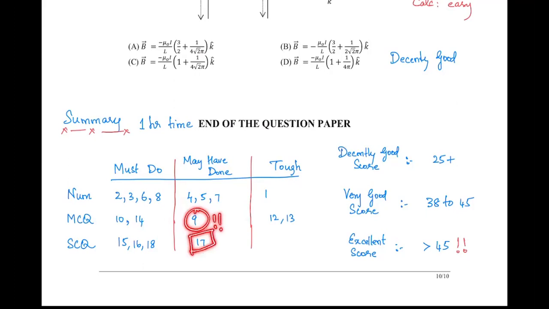You spend some time on the 17th one, you get it right. That is the errors and measurement based question. So overall, in this particular paper, a decent score would be 25 plus. Very good score would be in this range. Somebody got into the flow, right, they got 45, more than 45. That would be an excellent score in this particular paper out of 60.